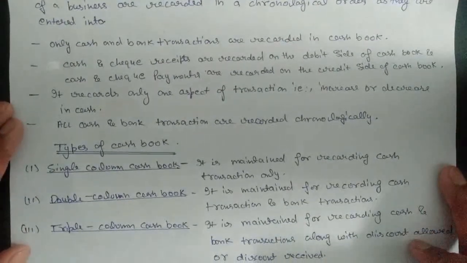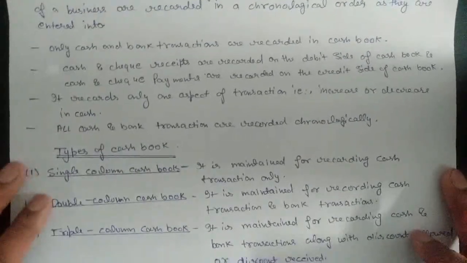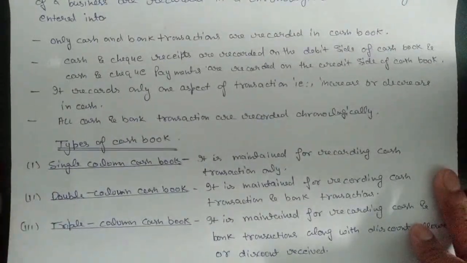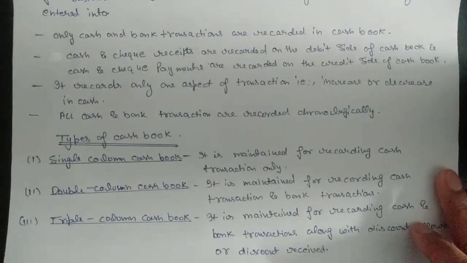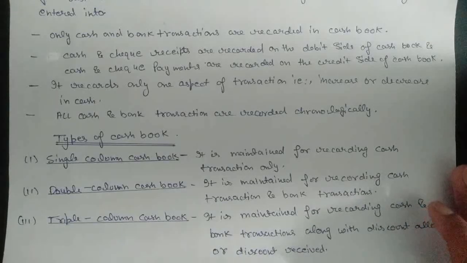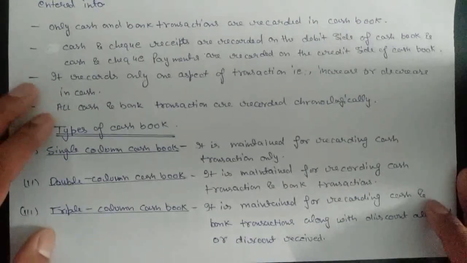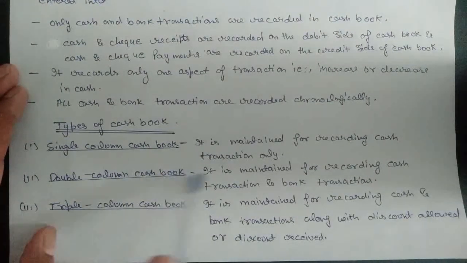Types of the cash book. We have three types of cash book. First is single column cash book. It is maintained for record of cash transactions only. It means it is as simple as a ledger account. It has only two sides, one is debit, one is credit. On debit side we will record the inflow, and on credit side we will record the outflow of the cash from the business.